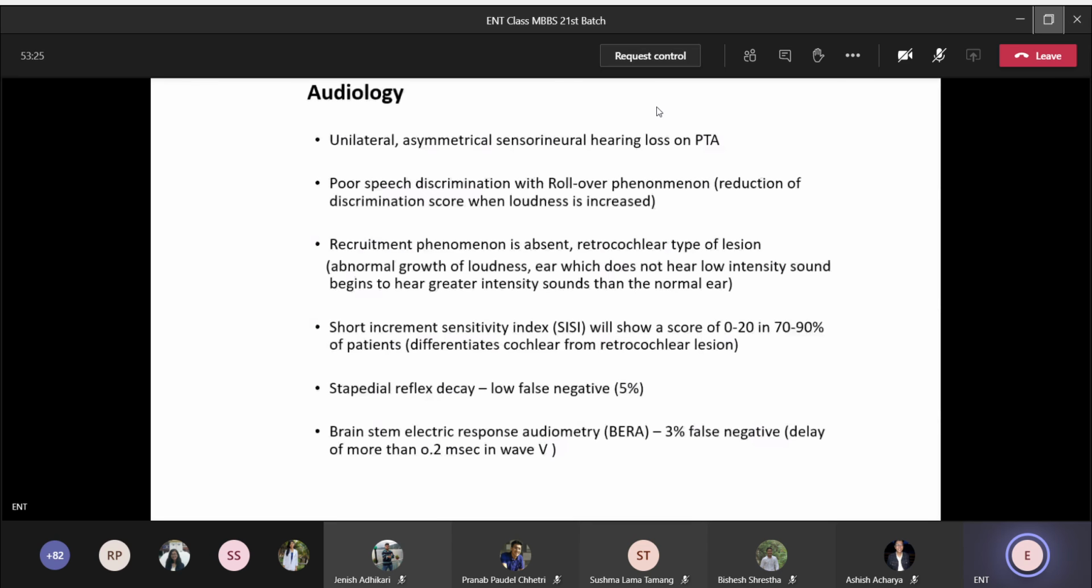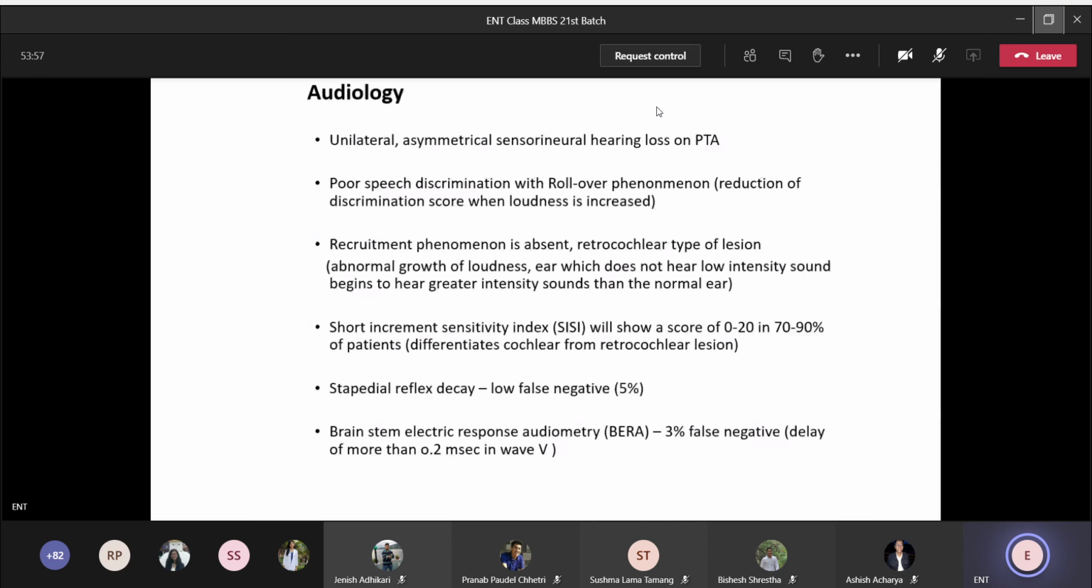Stapedial reflex decay, you will see low false negative. And BERA is another important test. This is brain stem electric response audiometry. Here, there's 3% of false negative. You see delay of more than 0.2 millisecond in wave 5, though BERA has different waves. So this will all be taught to you in your audiology class. And in wave 5, you have delay of more than 0.2 millisecond.